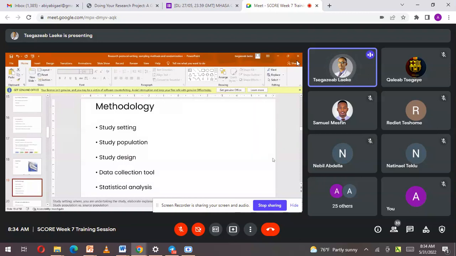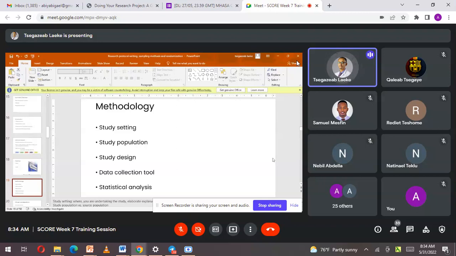So that's really important. For example, if you say I'm going to do a prospective study, why not a retrospective study? Or if you say I'm just going to do a cross-sectional descriptive study, why don't you do a prospective study? So these are the things that you should explain in the study design section of your methodology.